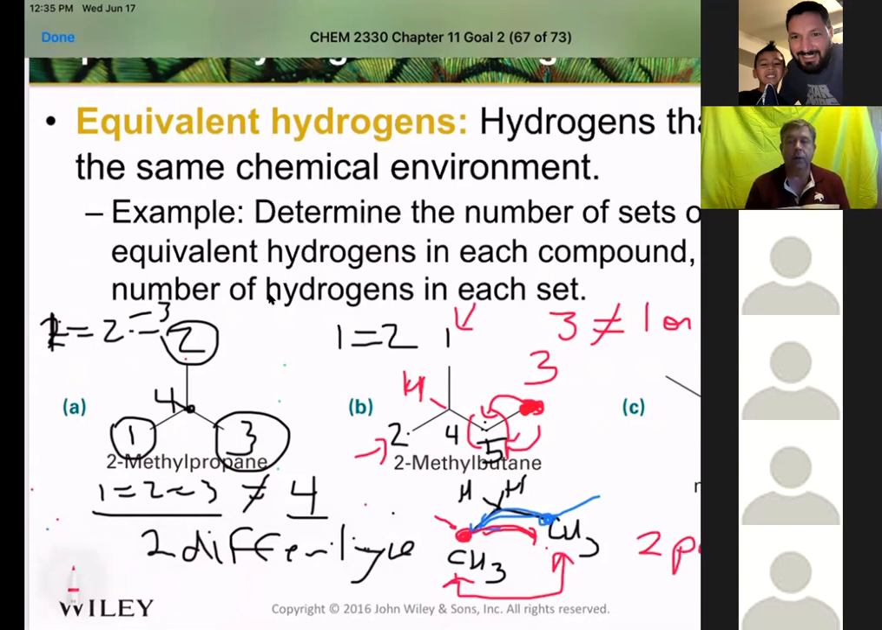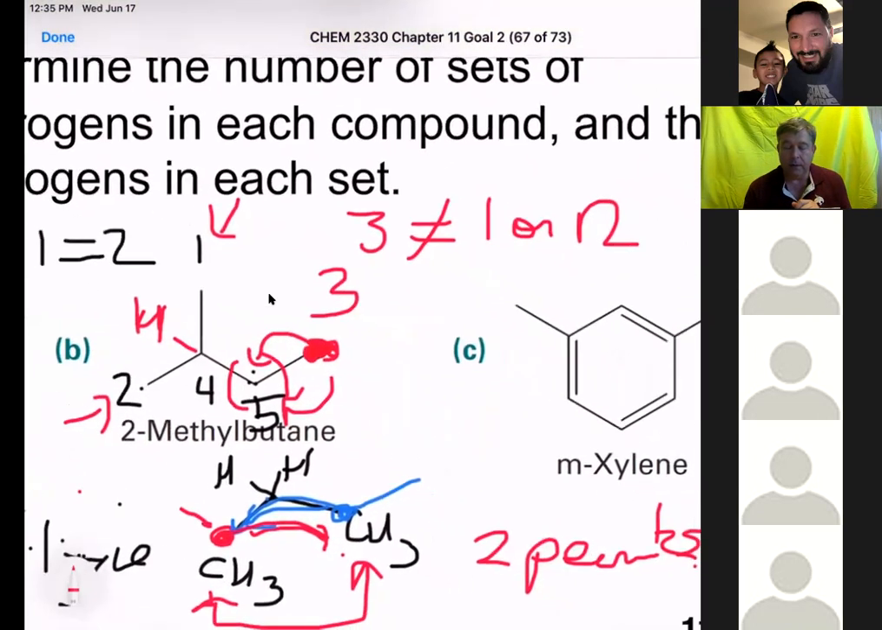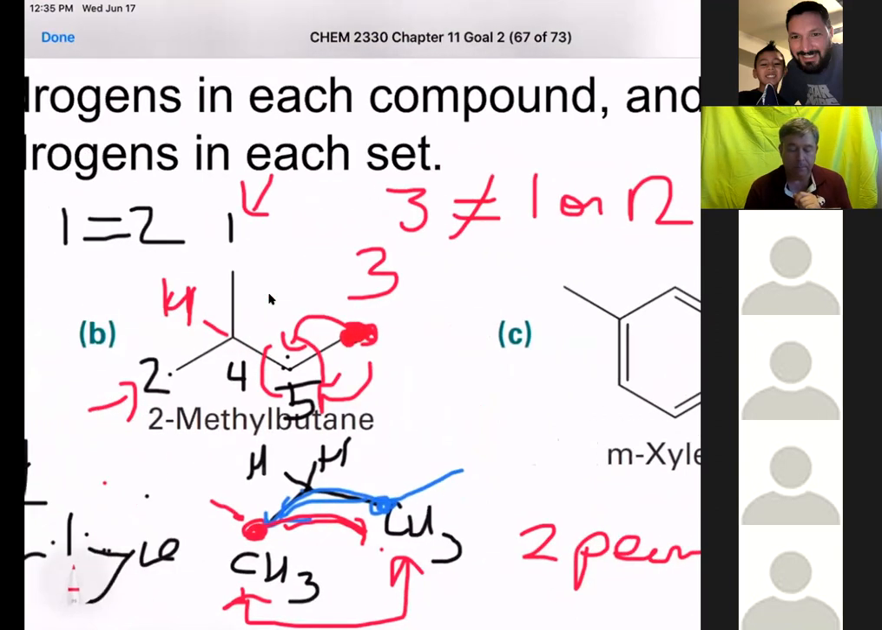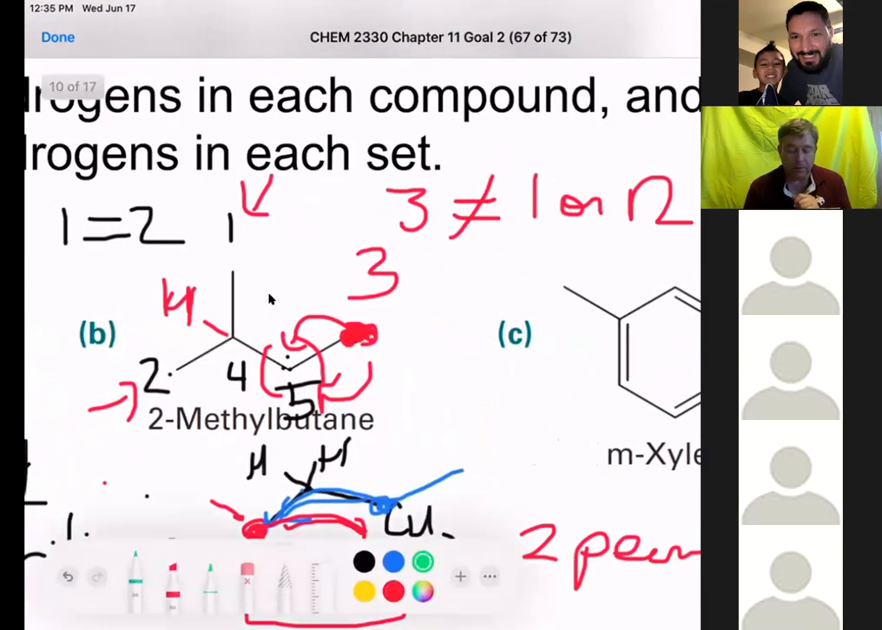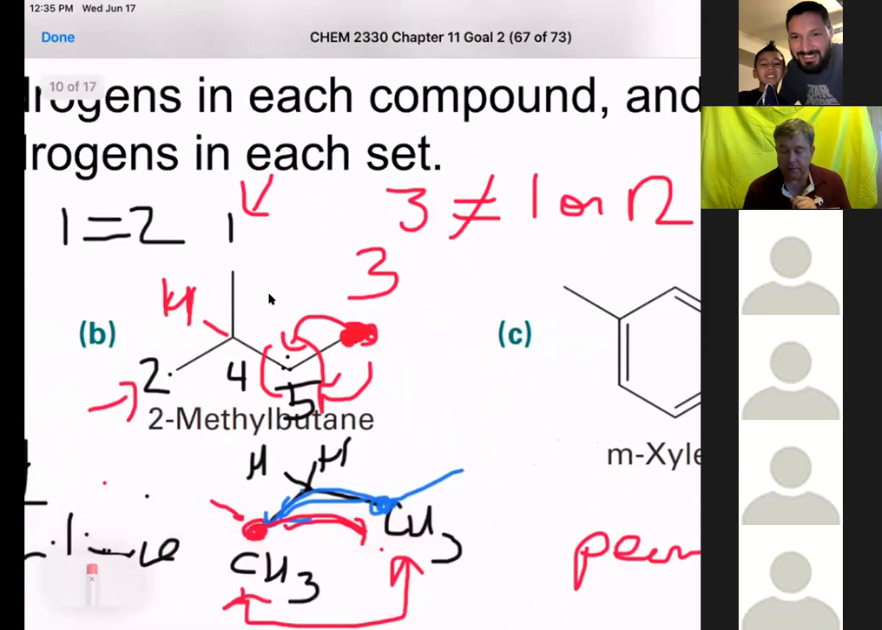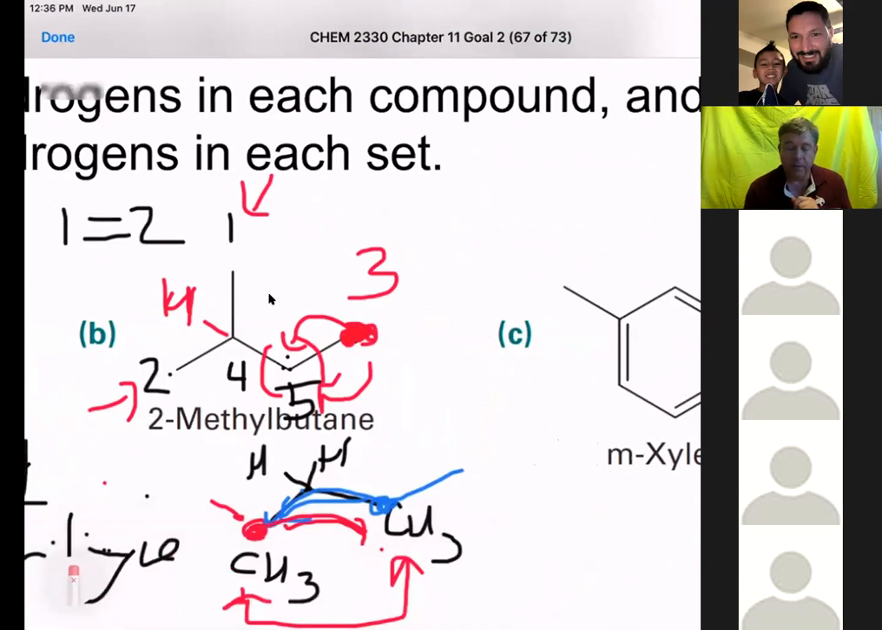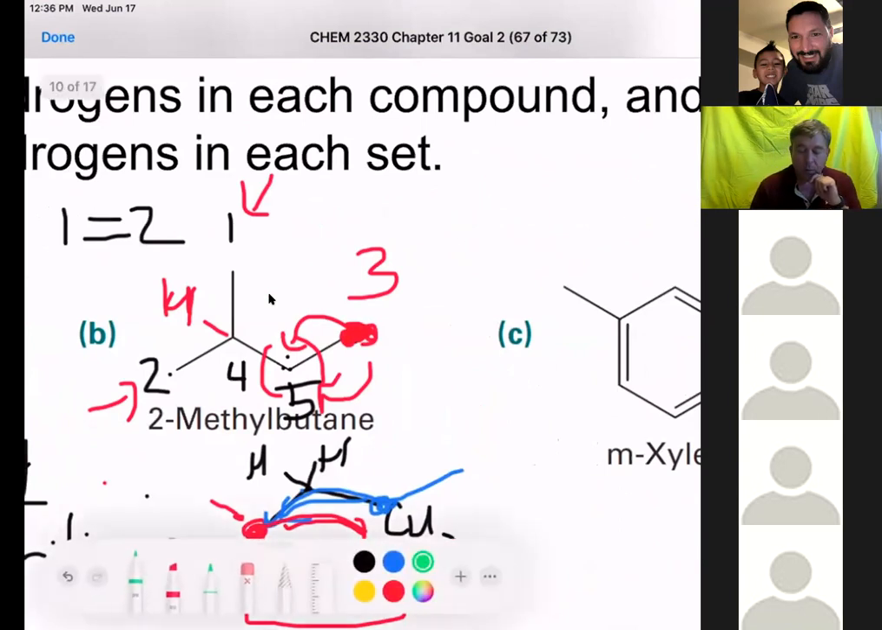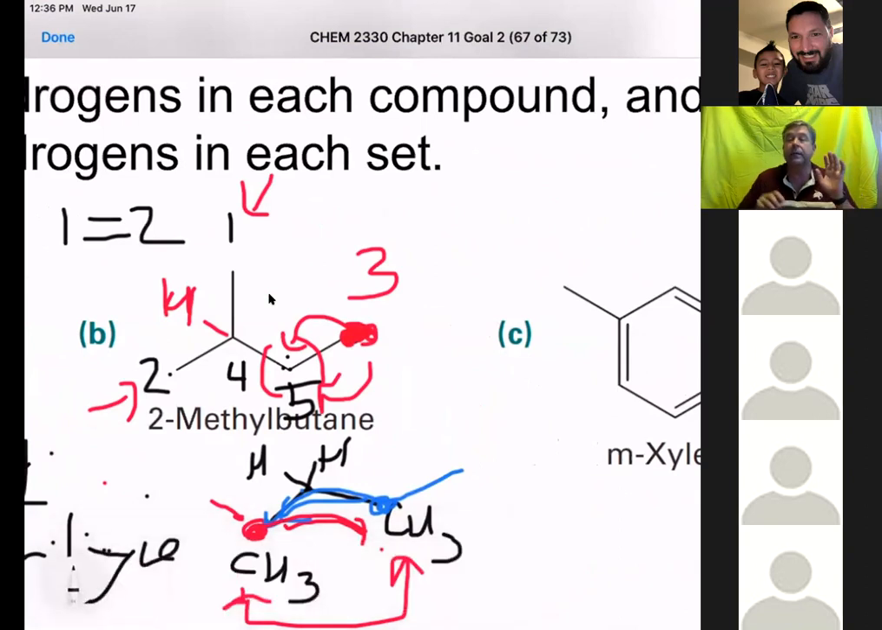Okay, are we starting to see what equivalency is now? Okay, now let's complicate things ever so slightly and look at our last compound here. Let me erase this down here, get it out of our way. What we're looking for is things that have the same number of connections. So we're looking for similarities, right?